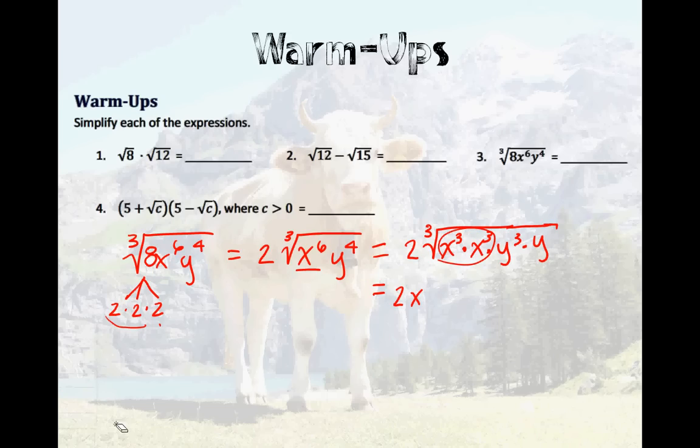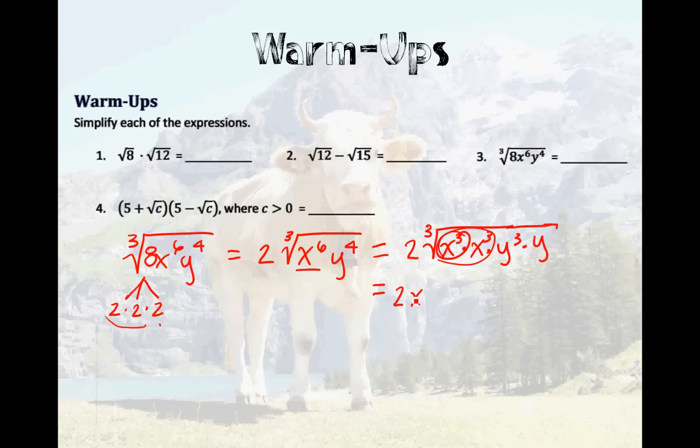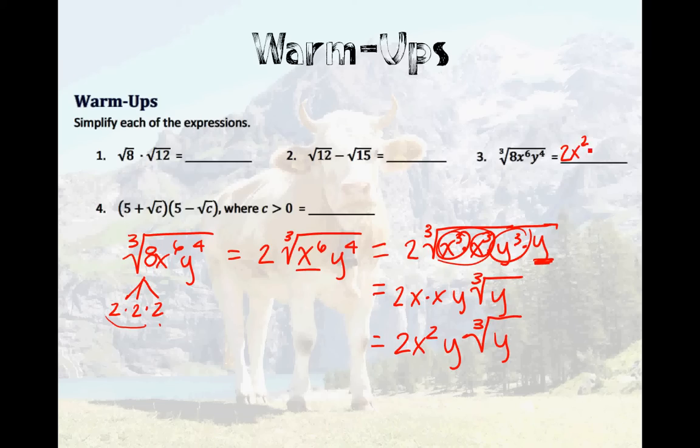It wouldn't be x cubed, it would be x. So the cube root of x cubed is x, and the cube root of this x cubed is x. Okay? And then the cube root of this y cubed is y. And so what's left in the cube root is just this lonely little y right here. And so now we could simplify and say 2x squared y cube root of y. So that could be the answer that you have there.